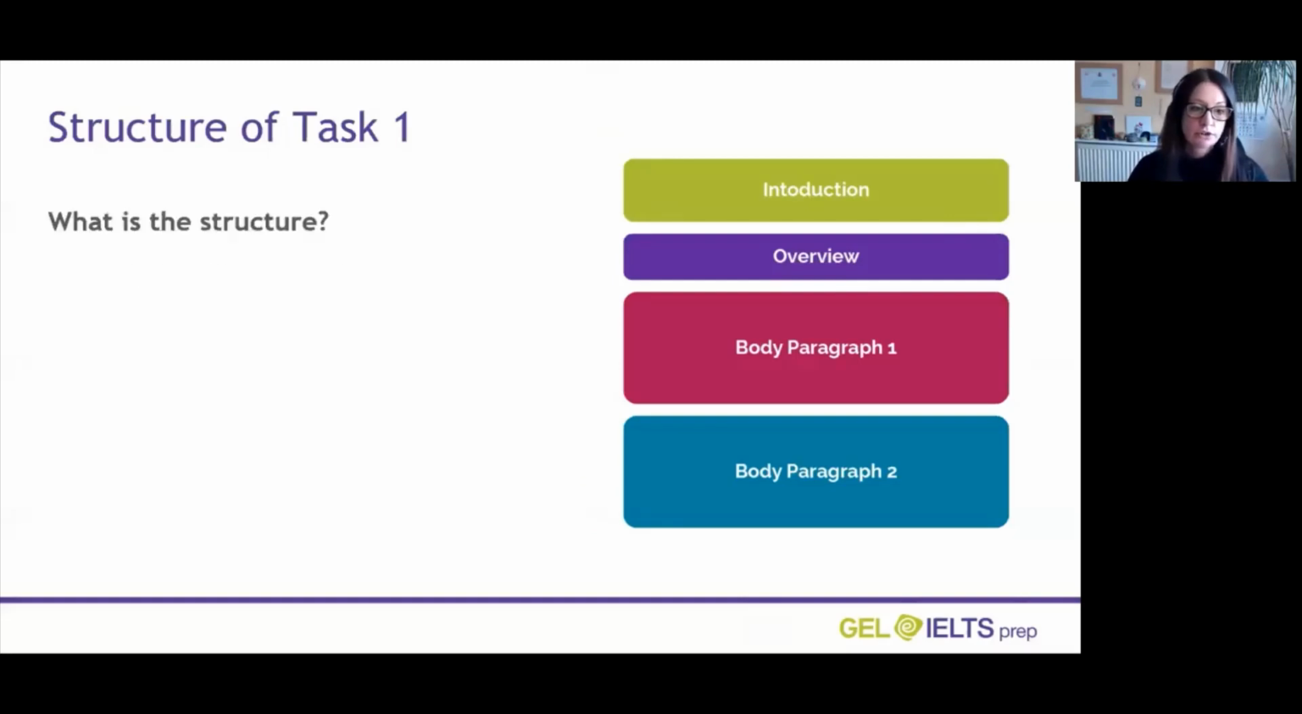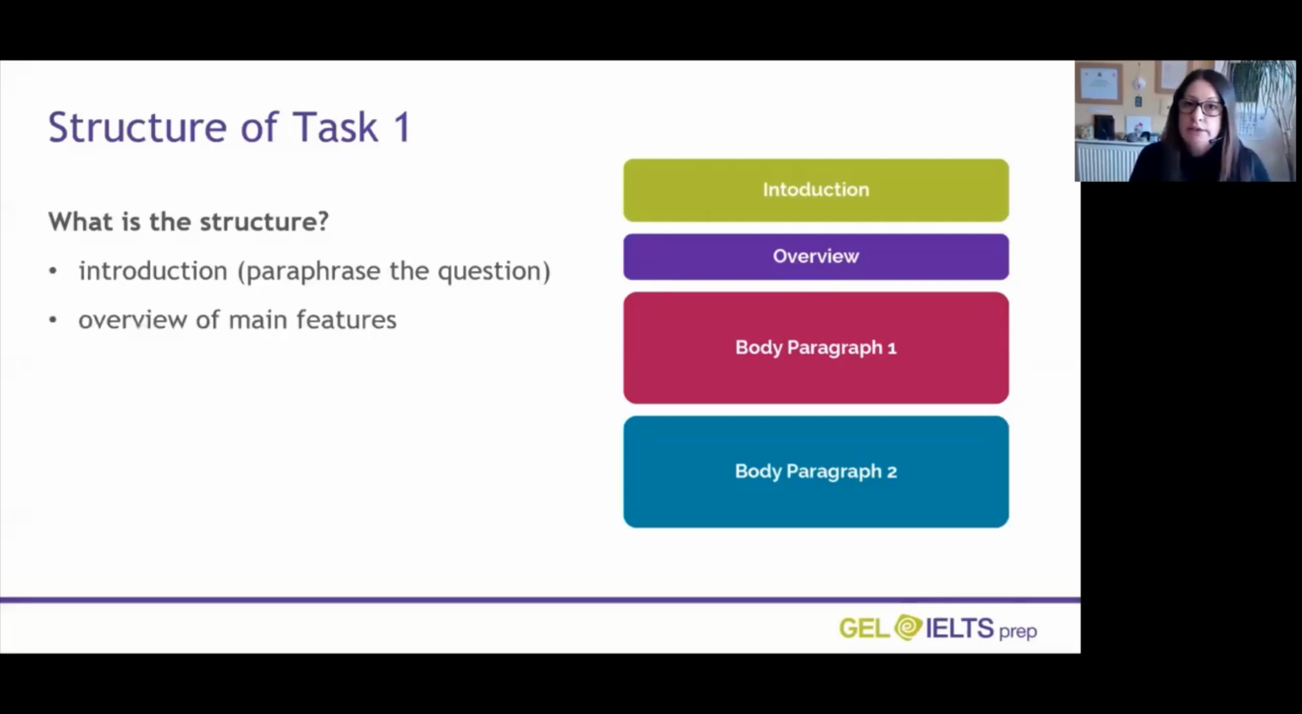So what is the structure? The structure begins with an introduction. Now, this is the paraphrase of the question that you will have on your IELTS test next to the image. So these describe what is shown in that graph or that process or that map. We need to start in this way.